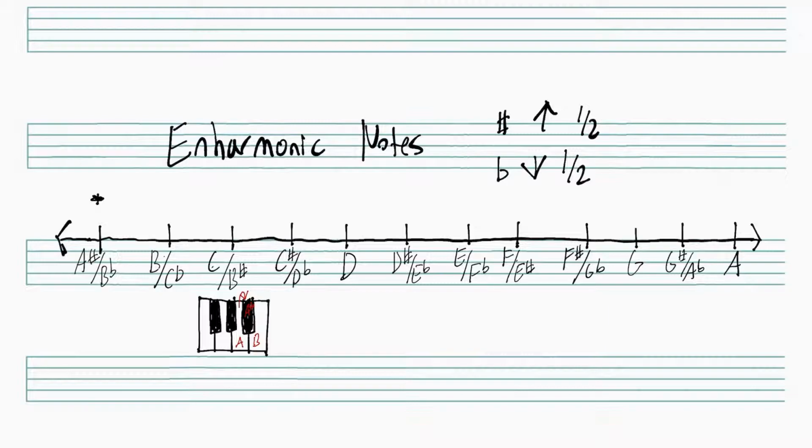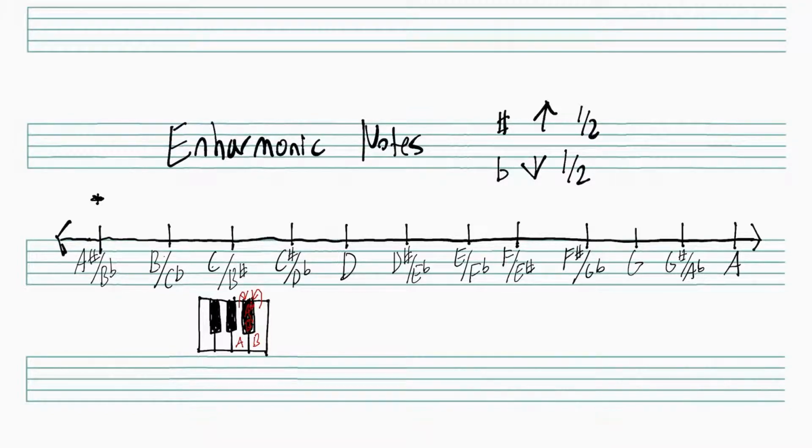A flat lowers a note by a half step. So if I were to be on B and move down a half step to the black key, that would be a B flat. Thus with A sharp and B flat, you're going to utilize the same key on the keyboard to play both notes. Thus they're enharmonic to one another.